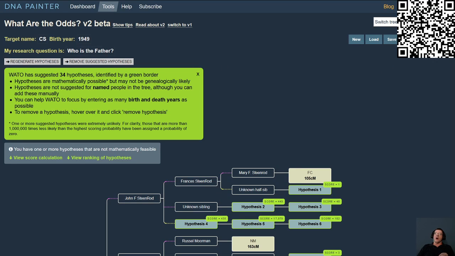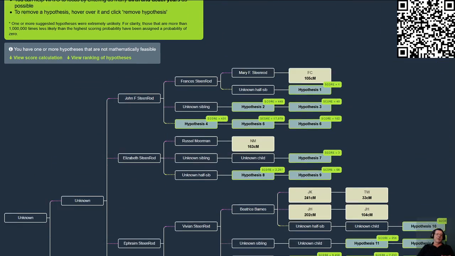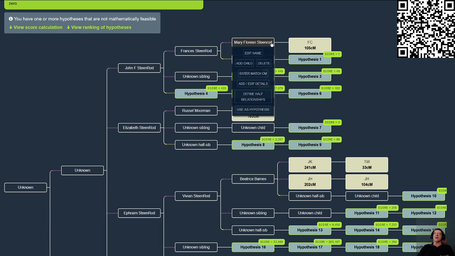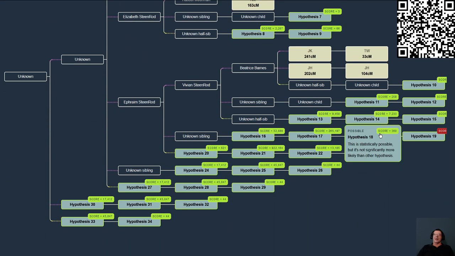It shows you all of the possible locations where that person can match you. You can see right here it says unknown sibling, child, that I put in. But look here: it went down a level and put an unknown half sibling and their child. And right up here, it put a half sibling and children. So it put in three more possible branches under John F. Steenrod that I had not put in myself. It did the same thing over here under Elizabeth, and under Ephraim it put quite a bit more. And over here, it added it at a higher level and even a higher level.